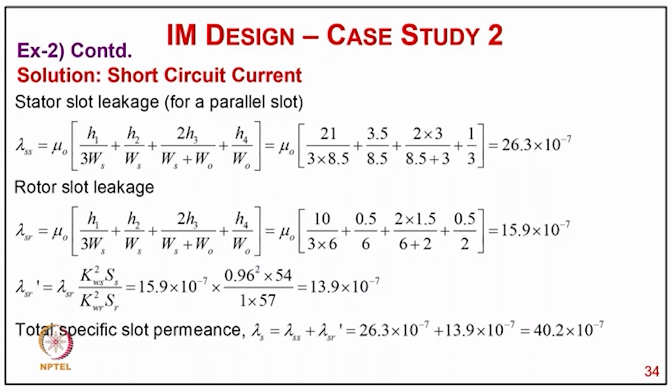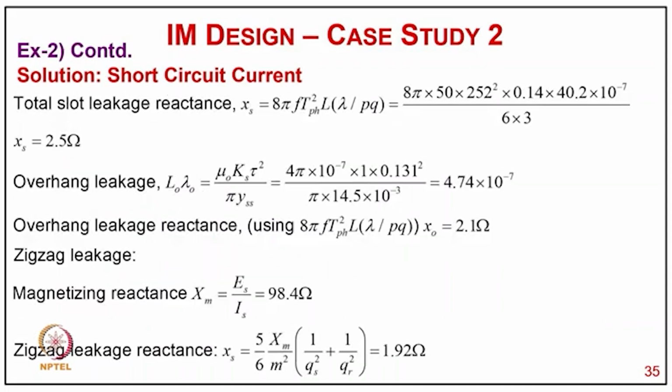And now coming to lambda SR square, that's the permeance referred to stator. So lambda SR into K omega square into SS upon K omega square SR. So putting value, it comes 13.9 into 10 power minus 7. So total specific permeance referred to stator is lambda S equal to lambda SS plus lambda SR. So putting value, it comes 40.2 into 10 power minus 7.